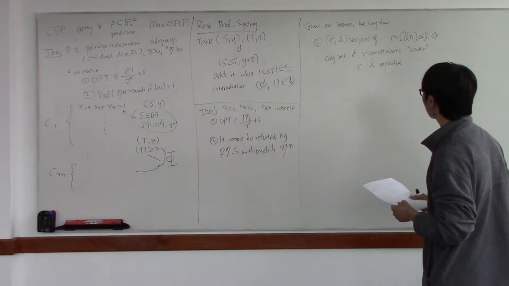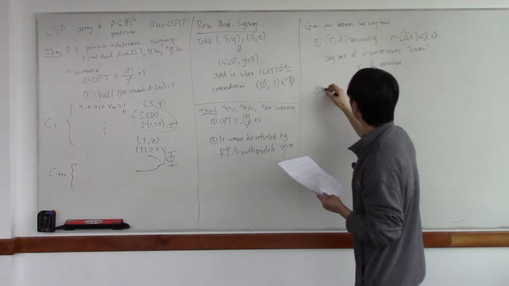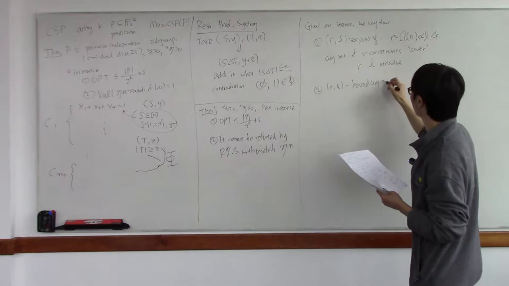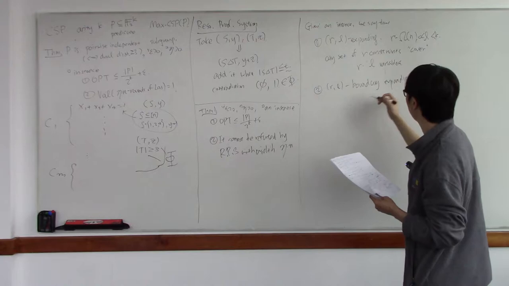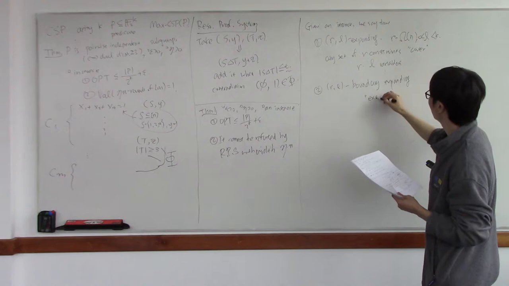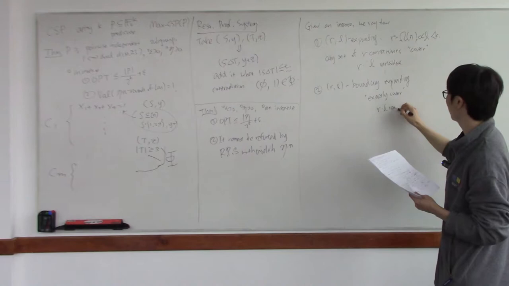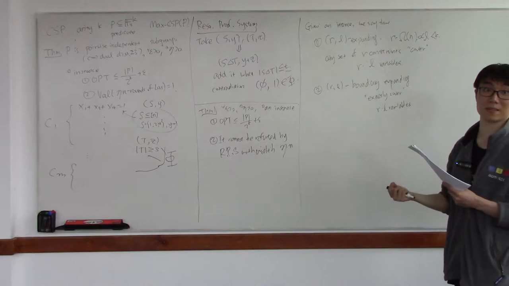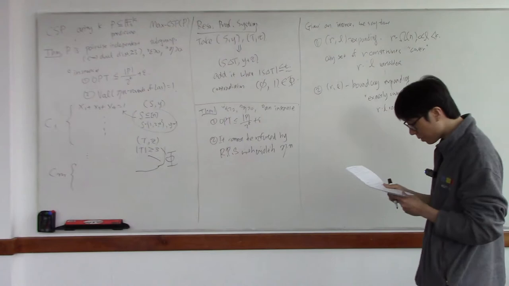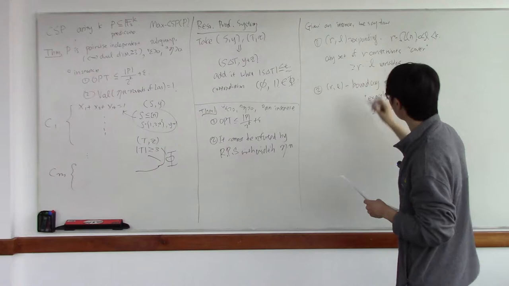And then the second definition is that I'm going to call it (R, L) boundary expanding if any set of R constraints exactly covers R times L variables. Exactly cover means that each variable is covered by exactly one constraint. So these are two definitions. Is it at least R times L variables or exactly R times L? At least, well, everything is at least. Yeah.